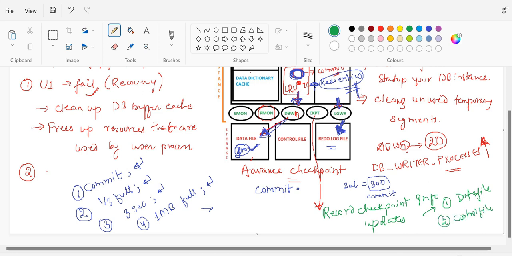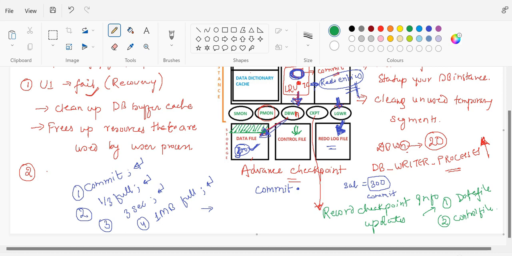So the two purposes of the checkpoint background process are that it records the checkpoint information, and it regularly writes all the checkpoint information down to the data file header as well as the control file. That's it. These are the specific tasks of the background processes which are happening at the backend.